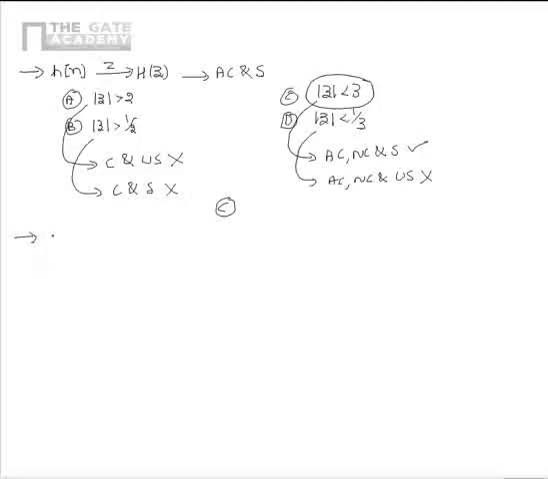It's given that there is a LTI system which has the system function H of z equal to 1 by (1 minus 2z inverse)(1 minus 3z inverse). It's given that the system is causal and stable. From this, we need to find the impulse response of the LTI system.